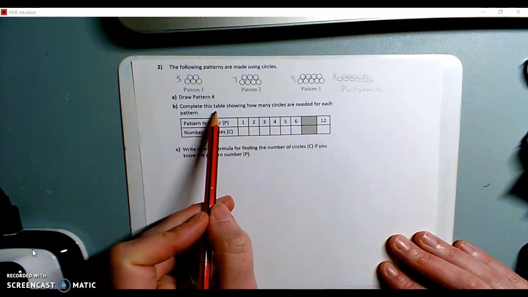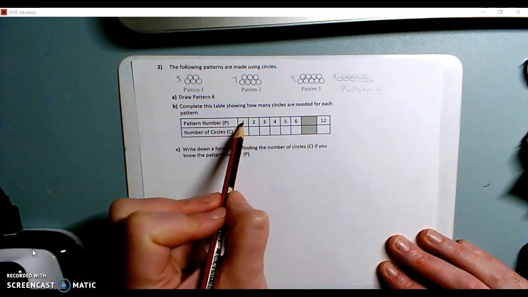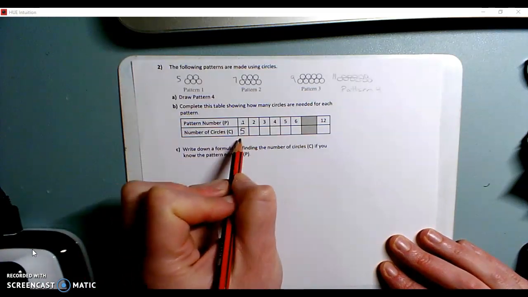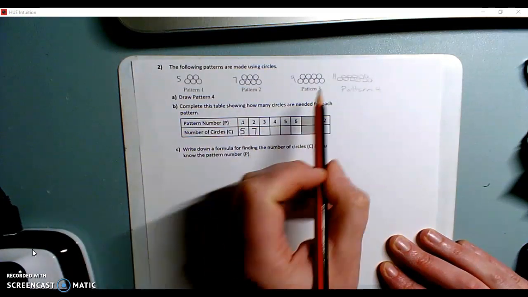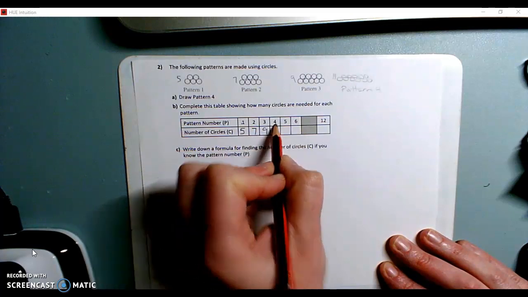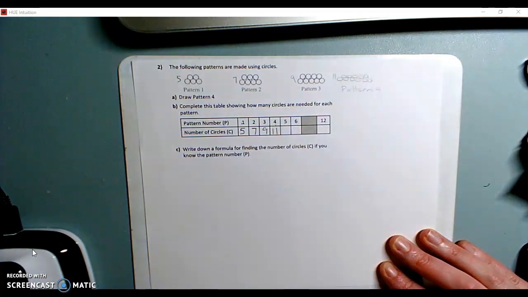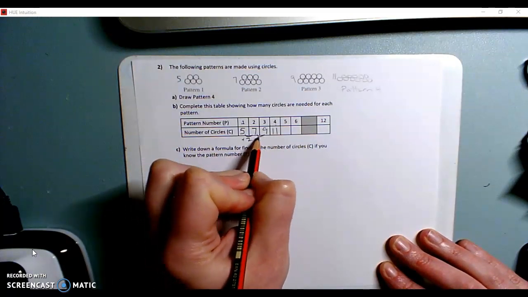So now we want to complete this table showing how many circles are needed for each pattern. So for pattern 1, we have 5 circles. For pattern 2, we said there was 7 circles. For pattern 3, we had 9 circles. For pattern 4, we had 11. Now we'll notice here that we are going up in a sequence. So we are adding on 2 every time.